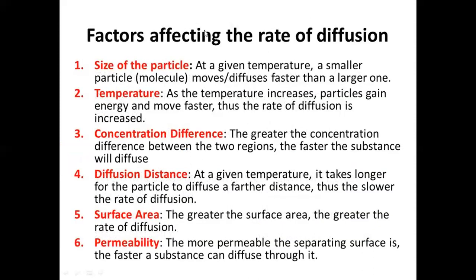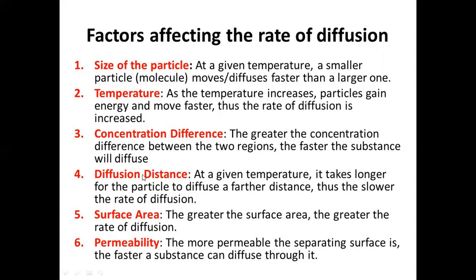What are the factors that affect the rate of diffusion? First, we will see that the size of the particle is important. At a given temperature, a smaller particle with a lower mass will move or diffuse faster than a larger one. Number two, temperature. As the temperature increases, particles gain more kinetic energy and they move faster, and thus the rate of diffusion is increased. Number three, the concentration difference. The greater the concentration difference between the two regions, the faster the substance will diffuse.